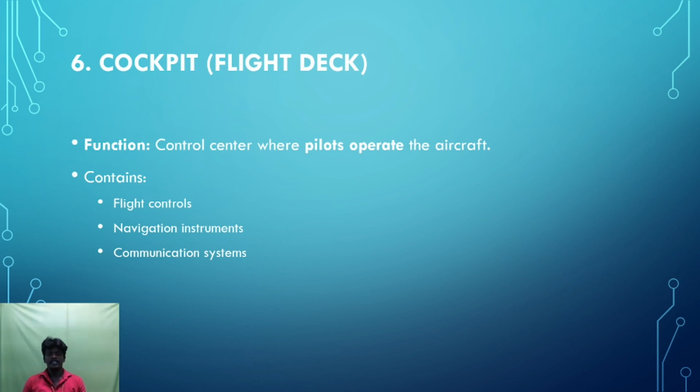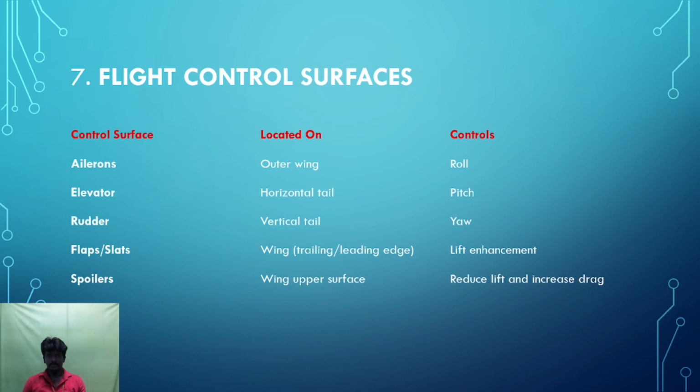Cockpit means flight deck. The flight deck is the control center where pilots operate the aircraft. It contains flight controls, navigation, instruments and communication systems. In this figure, flight control surfaces. What control surfaces are we using in aircraft? The first one is the aileron. It is placed in the outer wing, near the wing tip. It is used to make a roll.